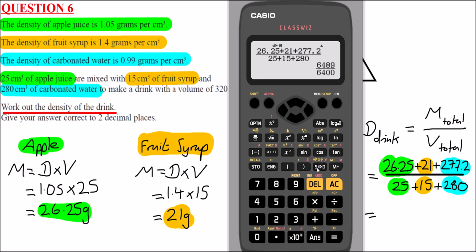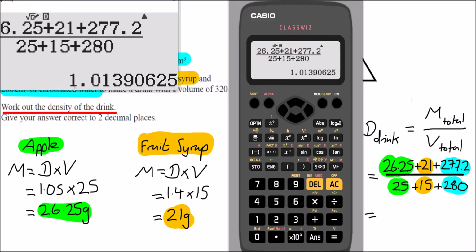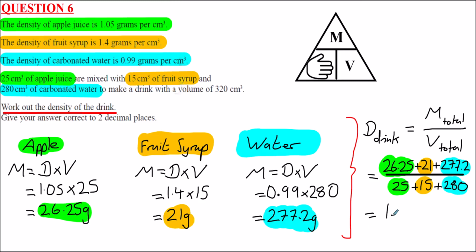Press equals, S to D, to get a decimal answer. Now we can see we want it to 2 decimal places, so we're going to round it off to just the 0 and the 1. That 1 will not round up to a 2 because next to it is only a 3, so don't round up. So the first 2 decimal places we're going to keep are the 0 and the 1, which makes our final answer 1.01 grams per cm cubed. And that is our final answer, which means we can now move on and think about question 7.